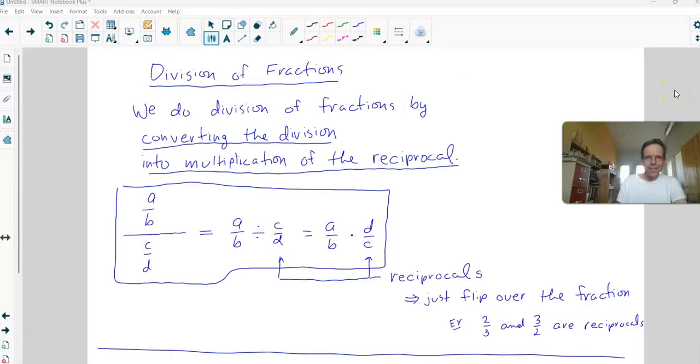All right, let's talk about division now. So to do division, we're going to convert our division into multiplication. It's going to be very easy because we know how to multiply. It's simple.